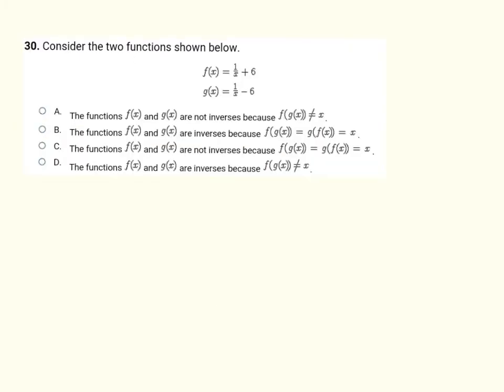So once again, they're asking if these two functions are inverses. And so right off the bat, I can get rid of C because it has the not part with the equals. And I can get rid of D because it has the are inverses with the not equals. Those will never be choices. So now I'm just going to calculate the inverse of f of x and see if it matches g of x. So I'm going to switch those x's and those y's.